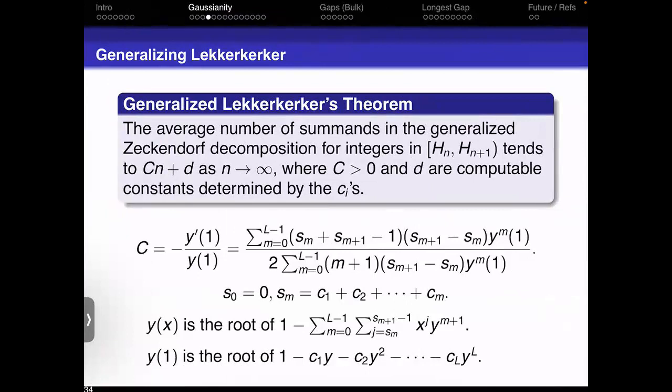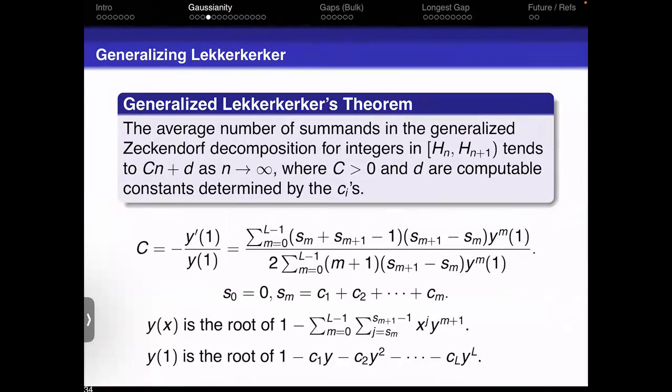Now, the algebra becomes a lot worse. And so, you have roots of more involved polynomials of 2 variables, but we still have expressions that will tell us what is the mean. So for the Fibonacci's, it was approximately 0.276 n was how many summands you had on average. Here it's c times n, where c is given by the monster expression here.